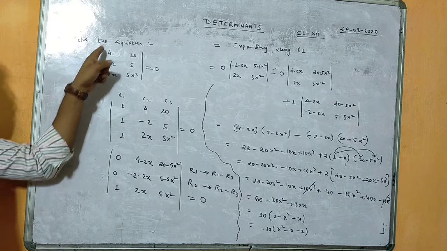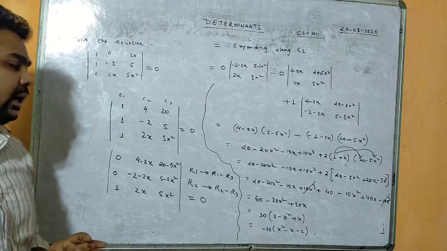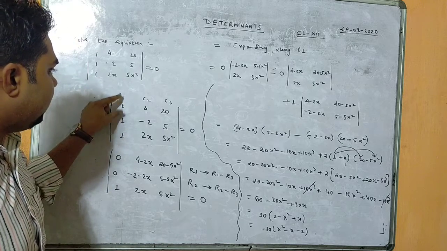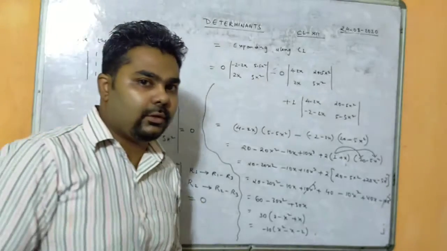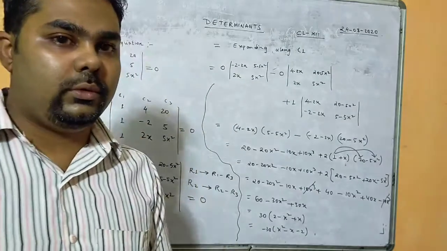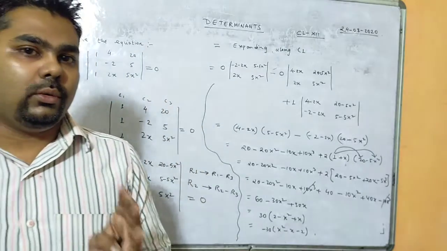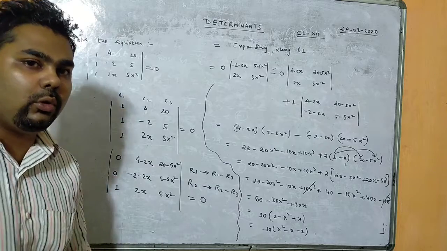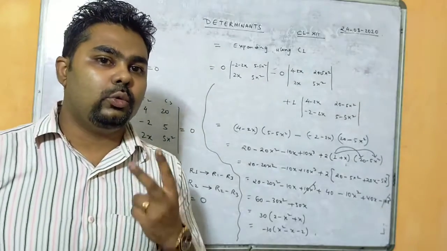On the left hand side you see in column 1 we have three 1s. Out of these three 1s we have to make two zeros. Once you make two zeros, the expansion along column 1 will be very easy. In my previous video also I told that the first objective is to see whether three 1s are present in any row or column. If three 1s are present, that is 1 1 1, in any row or column, we will try to make two of them 0.